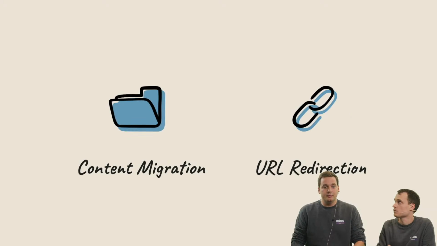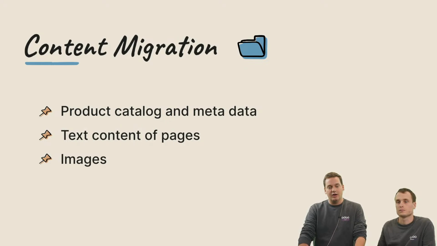So there are two main parts in a website migration. The first one is the content migration, so the migration of all your content, the products, the pages, and things like that. And the other one, which is a big one, is URL redirection. So first we're going to talk about the content migration.